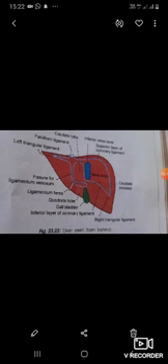The quadrate lobe is situated on the inferior surface and is rectangular in shape. It is bounded anteriorly by the inferior border, posteriorly by the porta hepatis, on the right by the fossa for the gallbladder, and on the left by the fissure for the ligamentum teres. You can see in this figure.